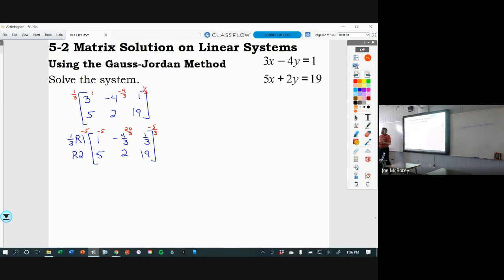So I'm not changing row 1. My new row 1 is 1, negative 4/3, and 1/3. So I'm going to write down that row 1 has not changed from what it just was. Row 1 is 1, negative 4/3, and 1/3. Row 2, however, is going to change. I'm going to take row 2 and I'm going to add to it. I'm going to add negative 5 row 1s to it.